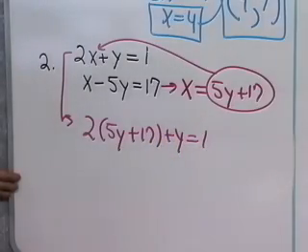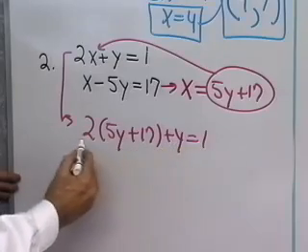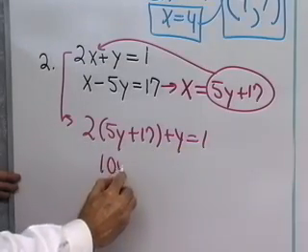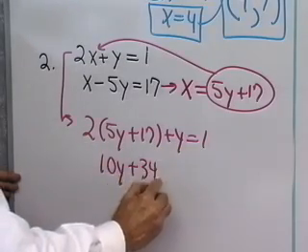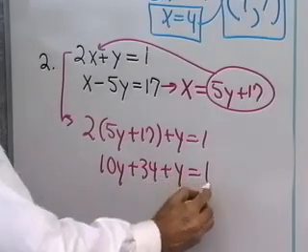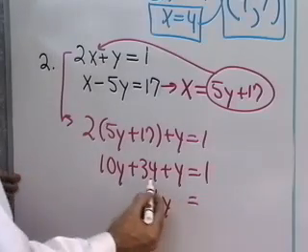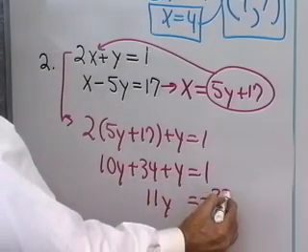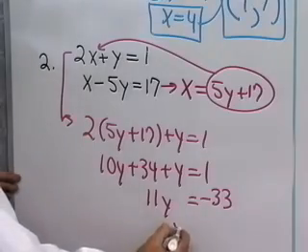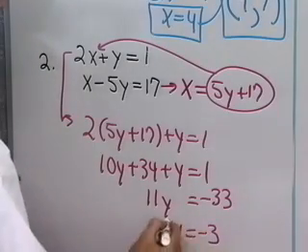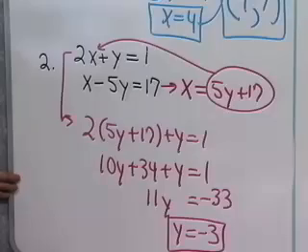I've eliminated x from the pair of equations, and this is what results. Distributive property, 10y plus 34 plus y is equal to 1. 10y plus 1y is 11y, and I'll add negative 34 to both sides, giving me negative 33. Y is equal to negative 3. That's the y-coordinate of the point of intersection.